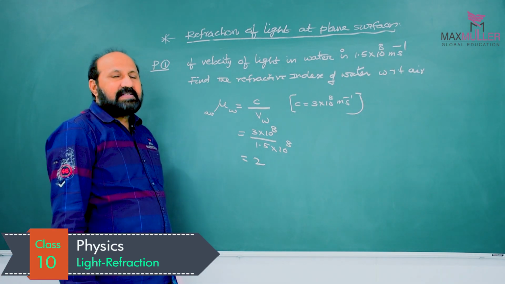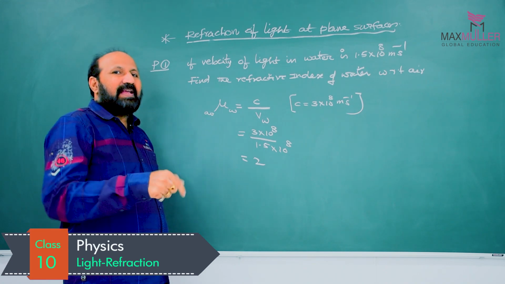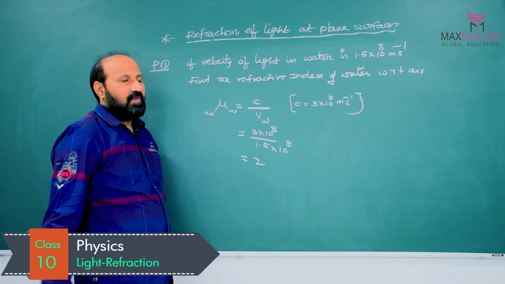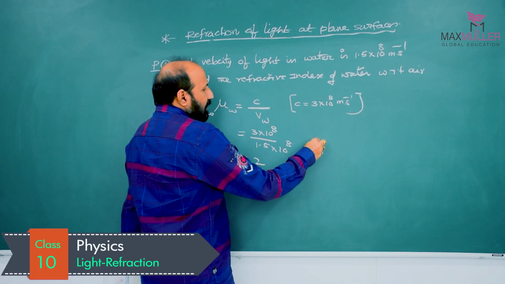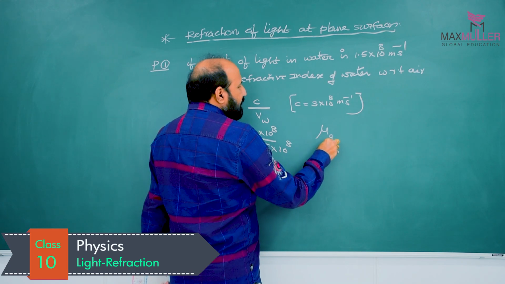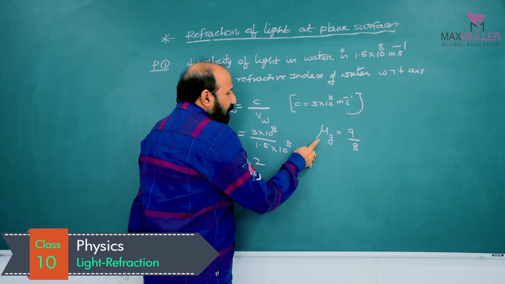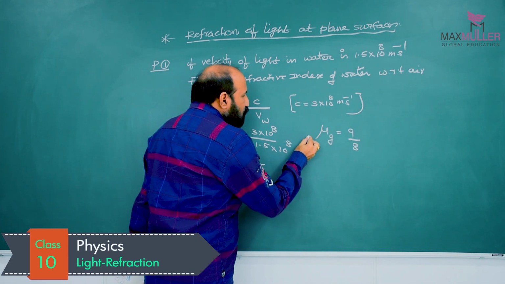Therefore, the refractive index of any medium always indicates it is with respect to vacuum or air. Suppose the refractive index of glass is 9 by 8. It indicates the refractive index of glass with respect to air.